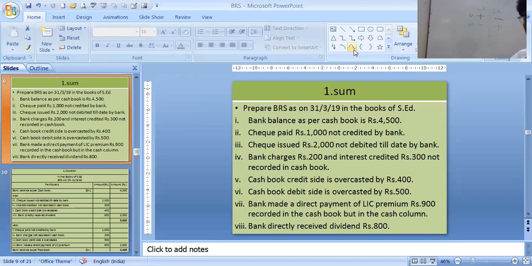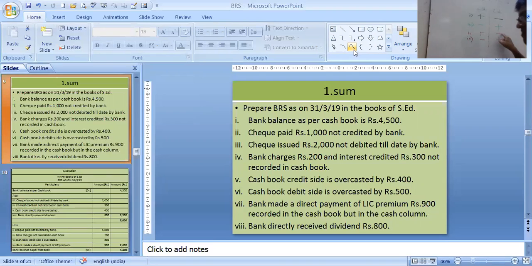Now the fourth one: bank charged rupees 200 and interest credited 300, not recorded in the cash book. Both things have happened at the bank. So in number 4, there are two entries. One, the bank has charged us, so the bank will reduce our balance. And one, the bank has credited the interest to us, so it increases our balance. If it is a minus over here, we have a plus over here. If we have a plus over here, we have a minus over here. So you have to do opposite things, and that is why the discrepancy has occurred. That's why we are preparing BRS.